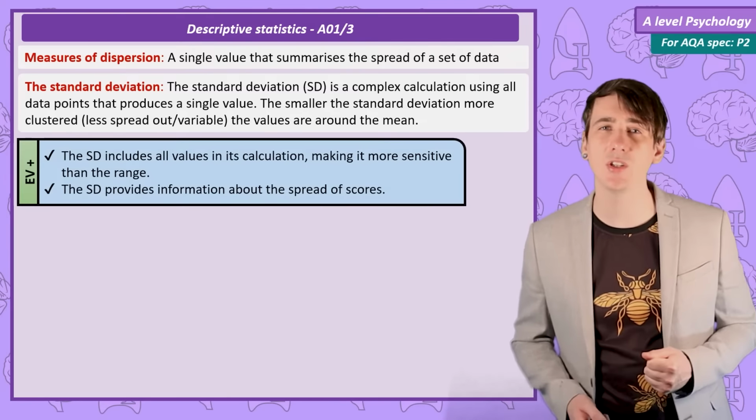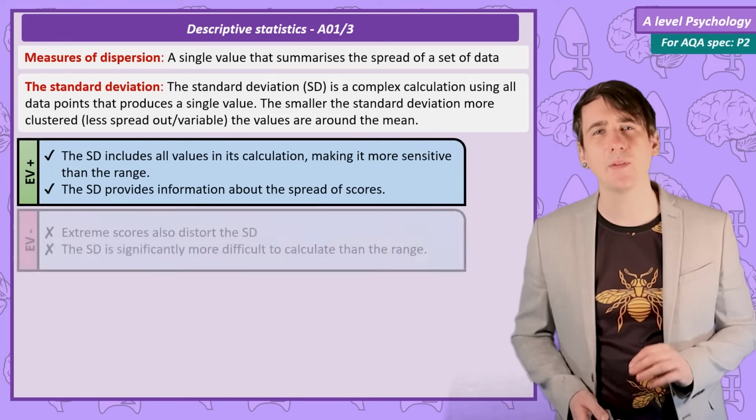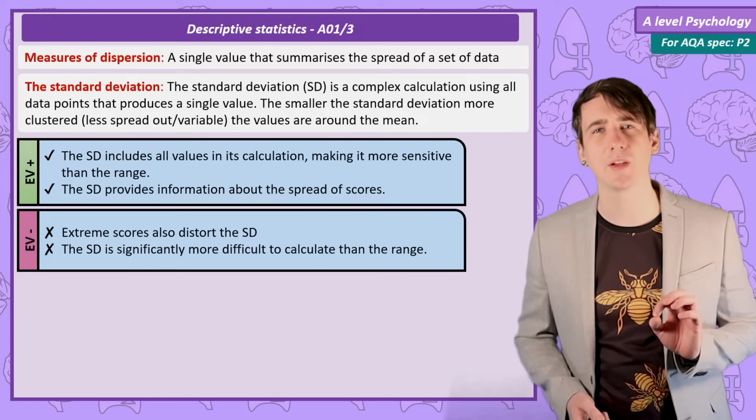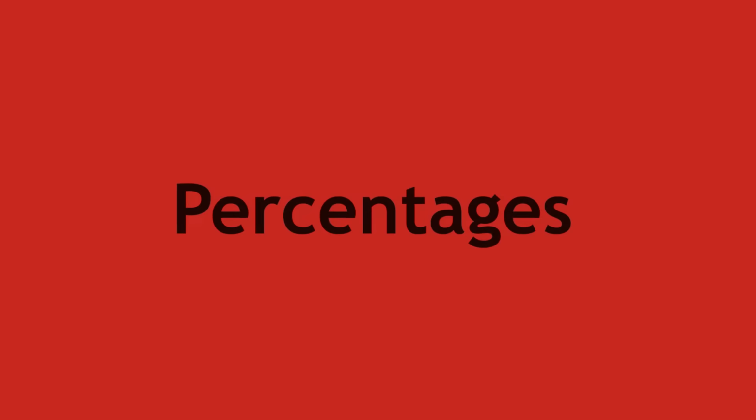Positives of the standard deviation are it includes all values in its calculation, unlike the range. However, the standard deviation is still distorted by extreme values and is more difficult to calculate than the range.